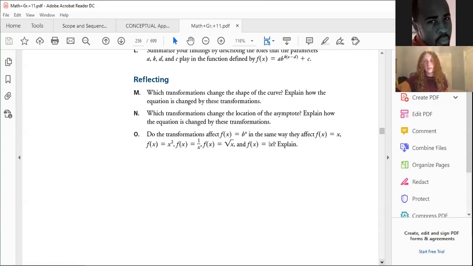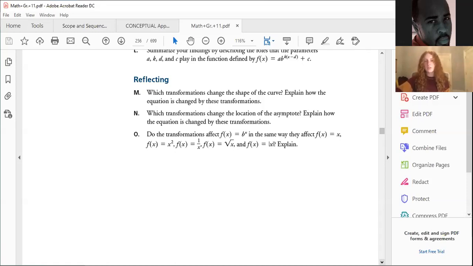I believe it's any of the stretches, because anything that's moving it right, left, up, or down isn't changing the shape of it at all. It's just changing its position. So those are just translations. Does a reflection change the shape? No, it wouldn't change the shape. It's just changing the orientation. So it's just either compression or stretch. Okay. Next one.